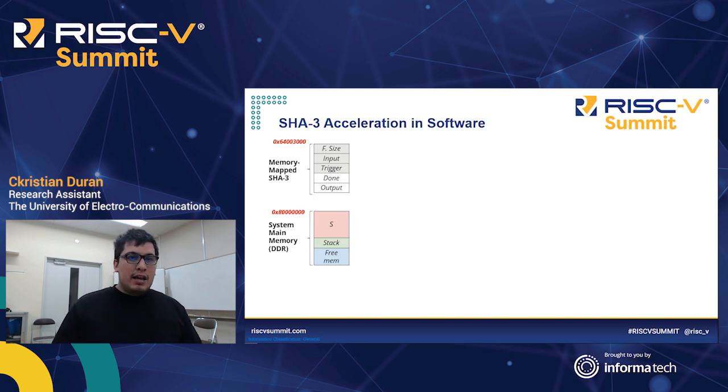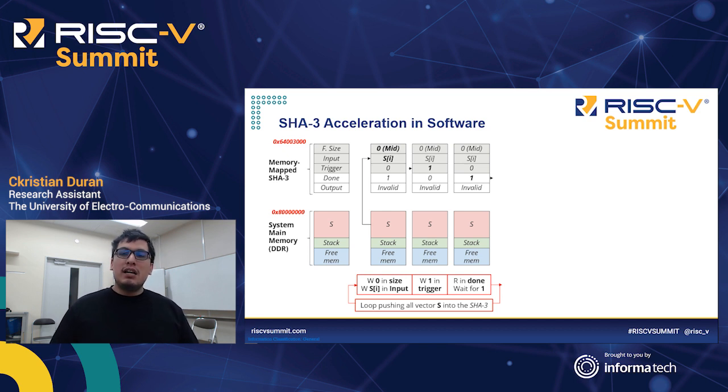Now, it's better to understand this from the software perspective. And we have here a software representation in the memory map of the SHA-3 accelerator. So we have this in a particular fixed memory offset, where we have all the five registers here. And we intend to hash a portion of data S that is located here in the memory, in the system main memory.